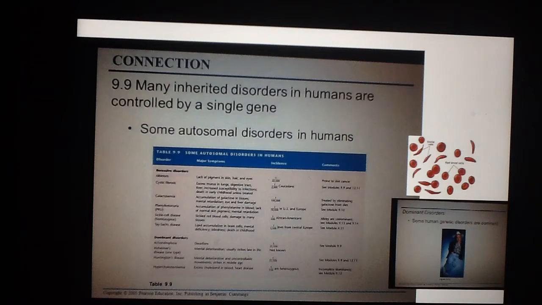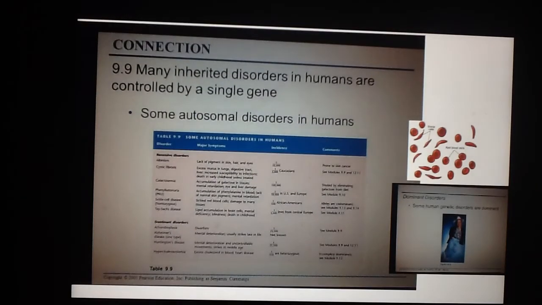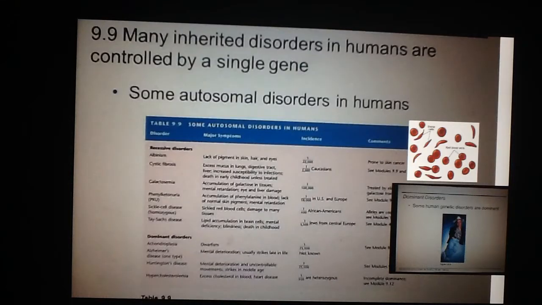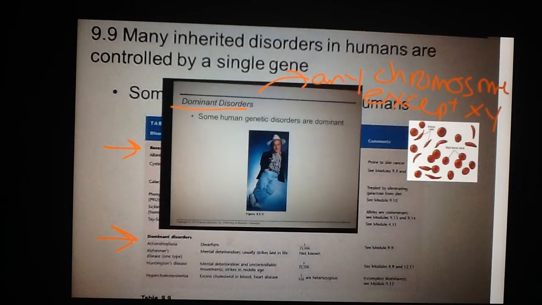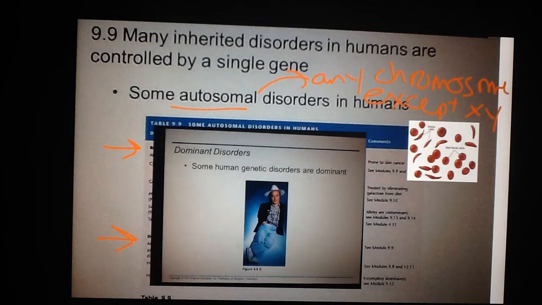Here are some of the inherited human genetic disorders that are possible. When we look at them, they are all autosomal. Autosomal means it's on any chromosome except X and Y, which are your sex chromosomes. So we have recessive disorders and we have dominant disorders. An example of a dominant disorder is dwarfism. In this one, if you inherit even one of the alleles, you will have dwarfism, and so would homozygous dominant.